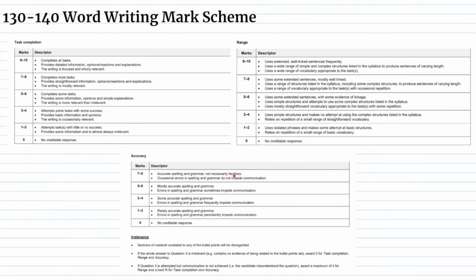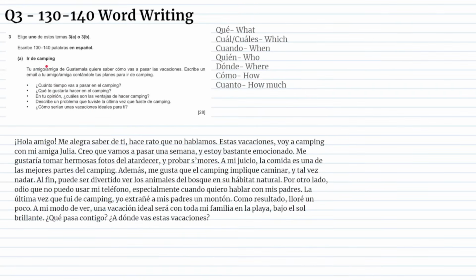Now let's take a look at the writing mark scheme. So we have 3 different sectors. We have our task completion, our range, and our accuracy. So the first thing is task completion. Completes all tasks, provides detailed information, opinions, reaction, explanation. Writing is focused and wholly relevant. This is the main thing, letting it be relevant. Like I said, just don't go off topic. And completes all tasks. We've got 1, 2, 3, 4, and 5 all written right here.